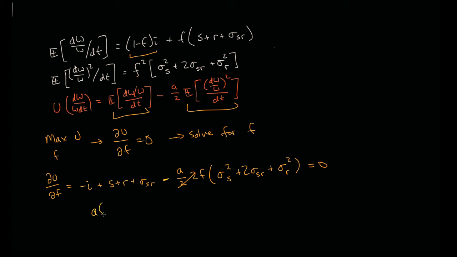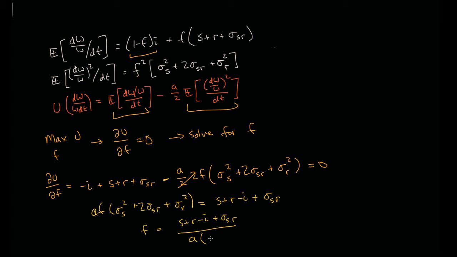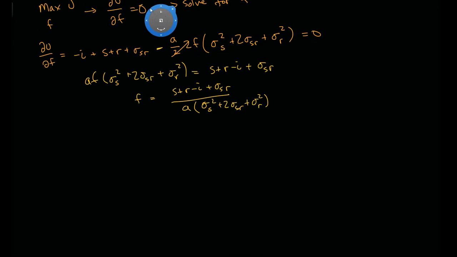Okay, so now we're going to get A f times sigma s squared plus 2 sigma SR plus sigma r squared is equal to s plus r minus I plus sigma SR. And then f is just equal to s plus r minus I plus sigma SR divided by A times all of this, sigma s squared plus 2 sigma SR plus sigma r squared. And we're done. Now the question asks us, what happens if an investor is infinitely risk averse?